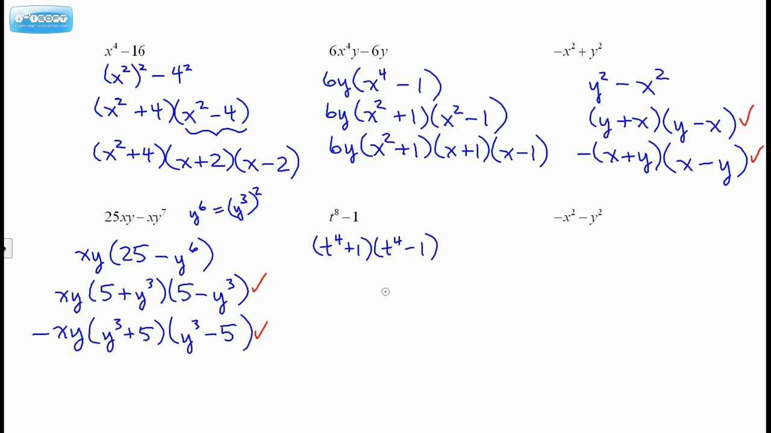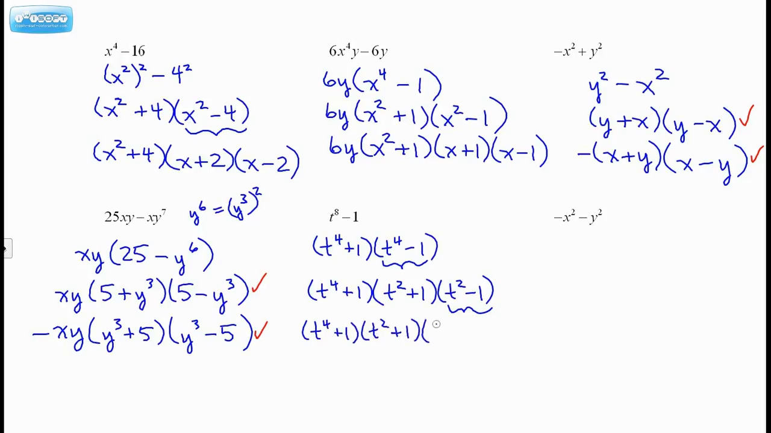Okay? But this here, that's still a difference of squares, so I can break that down even more. So the t to the fourth plus 1 remains unchanged, and this becomes t squared plus 1, and then I get t squared minus 1. I just keep cutting the exponent in half. But this, that's still a difference of squares, so I can go one more time. So I get t to the fourth plus 1, t squared plus 1, t plus 1, t minus 1. So quite a bit of factoring, but not too bad.